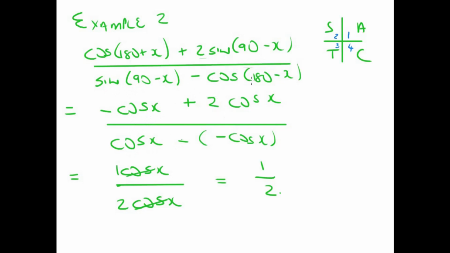And then minus cos of 180 minus x. Which quadrant is that? That's in the second quadrant. And in the second quadrant, cos is negative. So what does that give us? It gives us minus cos x. So we've got minus cos plus 2 cos, which will give us positive cos x. And negative times a negative is a positive. And that will give us cos x plus cos x, which is 2 cos x. The cos x will cancel cos x, and what are we left with? We're left with a half.